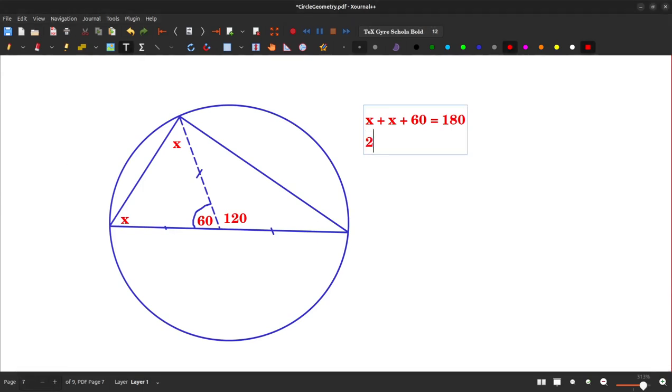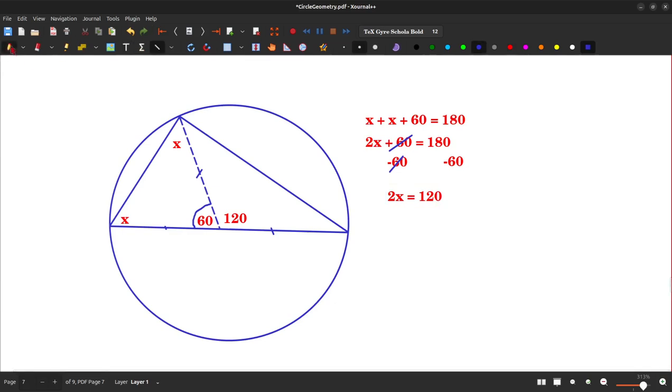Now, this is 2x plus 60 equals 180. Now, let's do the needful. What does the needful say? Let's subtract 60 on both sides of the equation, minus 60 this side, and this side is also subtract 60, so that this 60 here will cancel this one. And then on your left hand side, you are left with 2x being equals to 180 minus 60, that's 120.